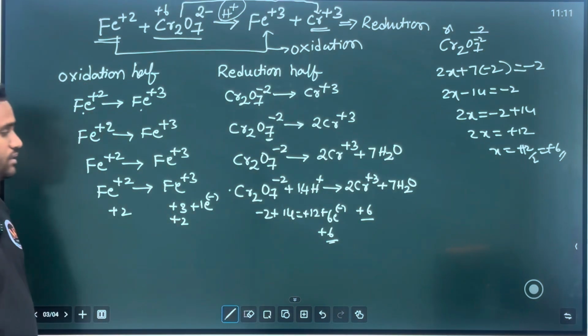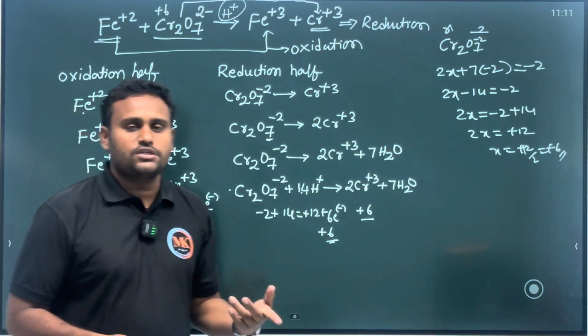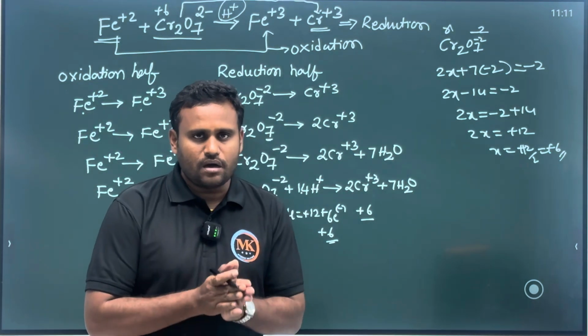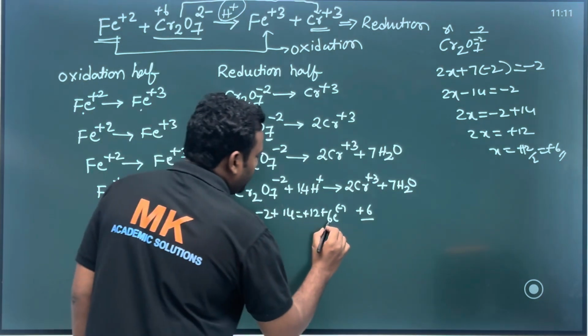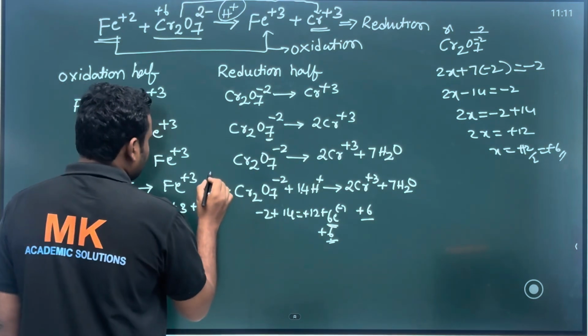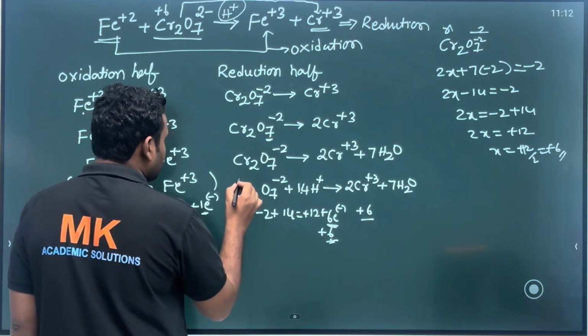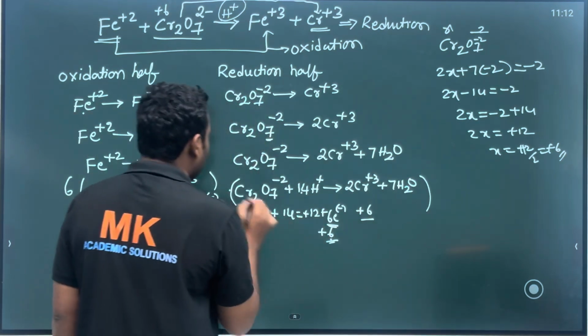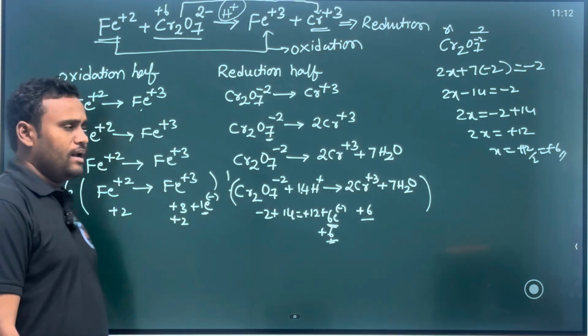Charges are balanced now. Next, equalize the number of electrons in both the oxidation half reaction and the reduction half reaction. For that purpose, what is the number of electrons? 6 is there, so you multiply the oxidation half reaction by 6. Here how many electrons are there? Only 1 electron. So you multiply this reaction by 1, so that the electrons automatically get balanced.